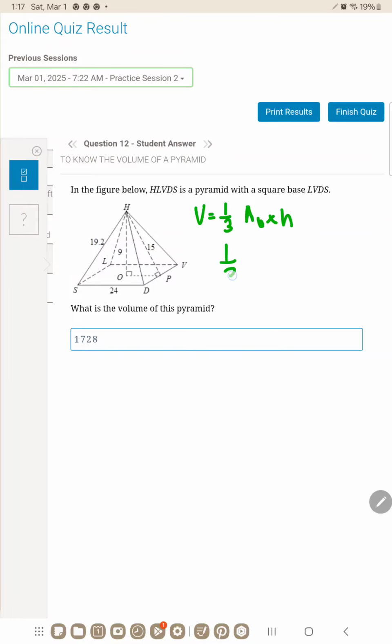So a third of the 24 squared times the height, which is 9, gives you 24 squared times 9, which is 1728. Now let's move on to the next one.